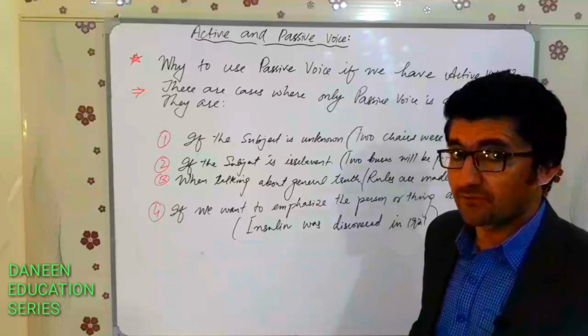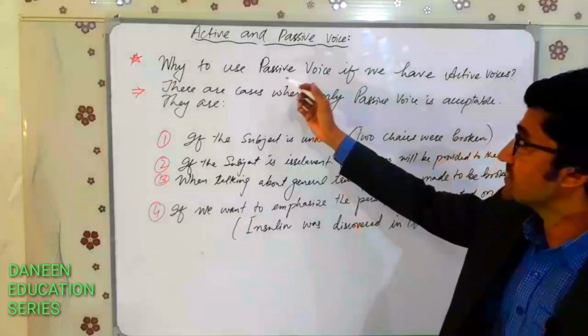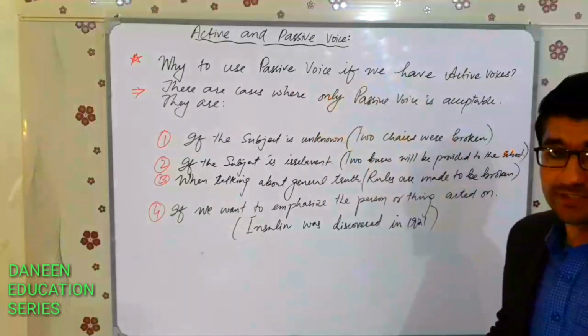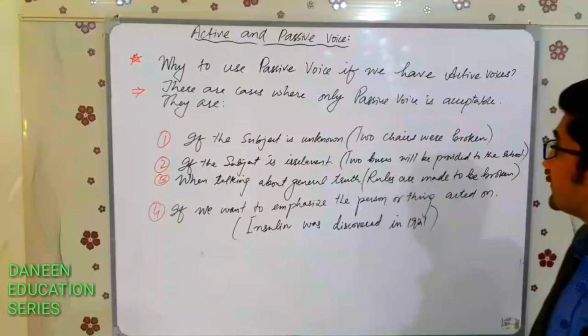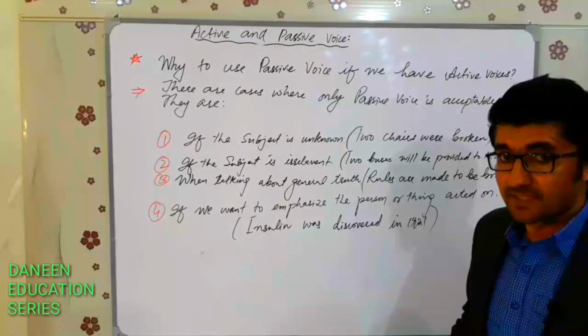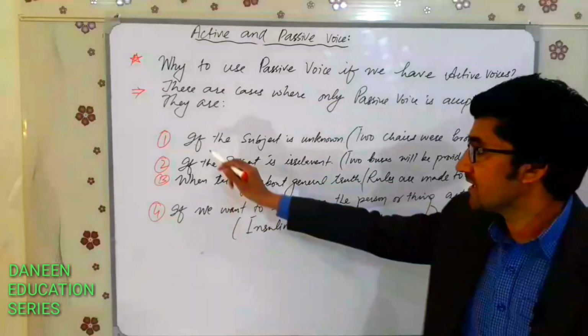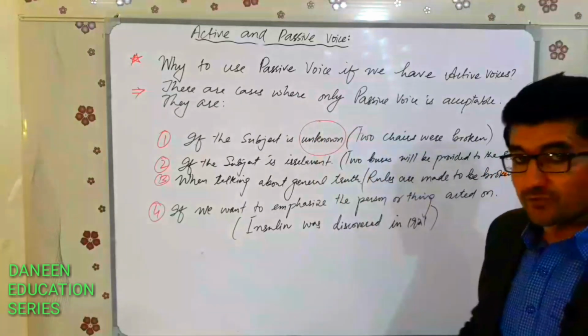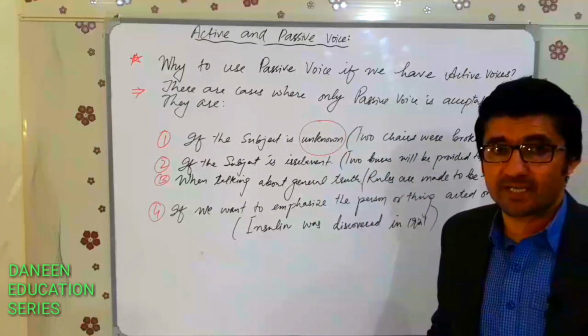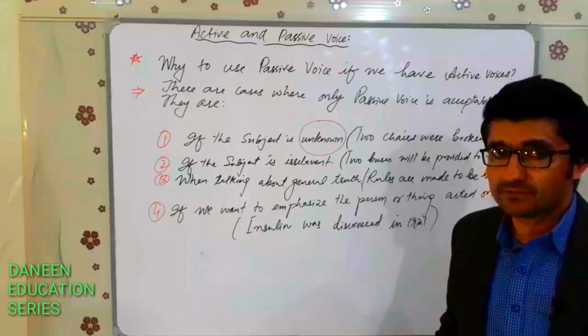Well, the next important information is why use passive voice if we have active voices. The answer to this question is there are cases where only passive voice is acceptable. They are, number 1, if the subject is unknown. If we do not know about the subject who has performed the action, we'll have to use passive voice.